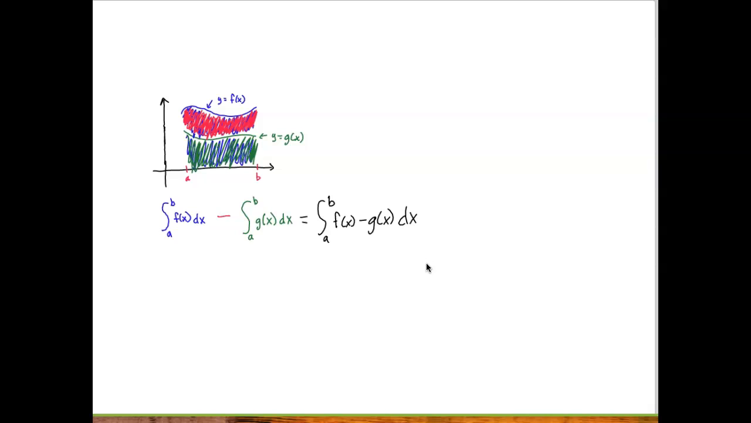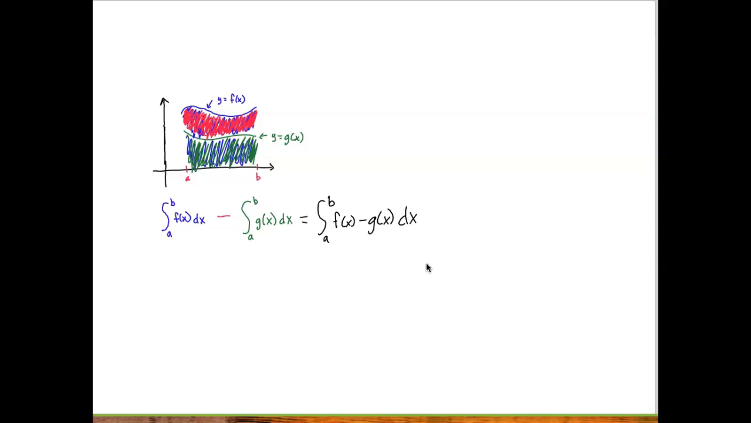Which direction? Top minus bottom, right? Yeah. Even if it's below the x-axis, and we'll discuss that. Whichever one's on top minus whichever one's on bottom. Okay. Now let's talk about some special cases.